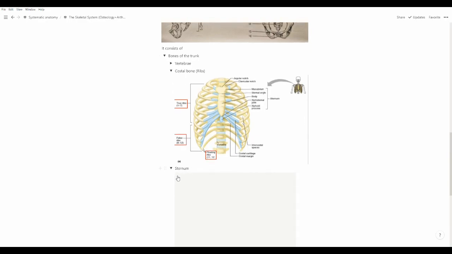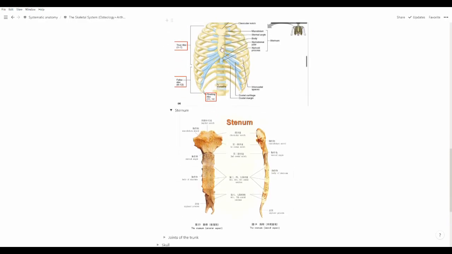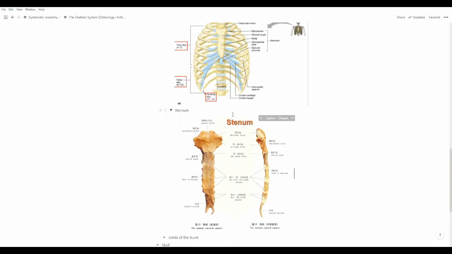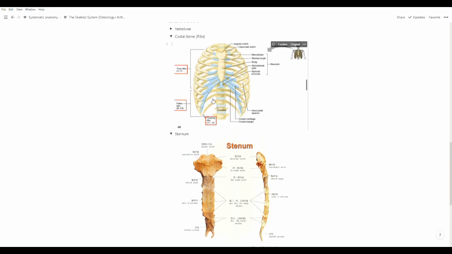Now, next up, I'll have the sternum. Sternum is basically this bone here, the bone that all the ribs connect to in the front of the body, and I believe it's in front of the heart. Yeah. And that's just how it looks. And if you notice here, you're gonna find many notches. The first costal notch, second costal notch. All those notches are basically where the ribs would meet the sternum.